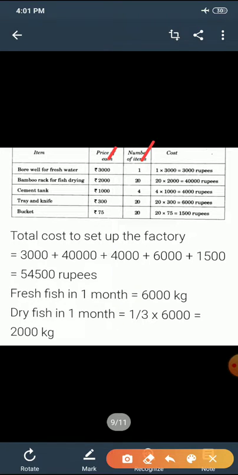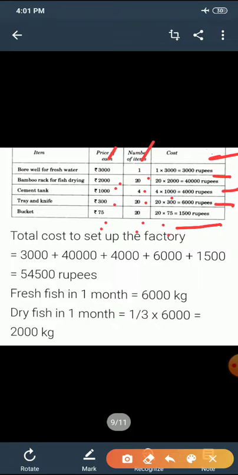3,000 multiplied by 1, that is 3,000 rupees. Bamboo rack for the fish drying, 2,000 multiplied by 20, that is 40,000. Cement tank 1,000 multiplied by 4, that is 4,000. Tray and knife 300 multiplied by 20, that is 6,000. And bucket 75, and how much we need? 20 we need. So 75 multiplied by 20, that is 1,500 rupees.